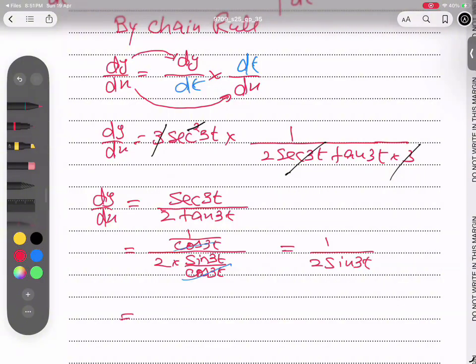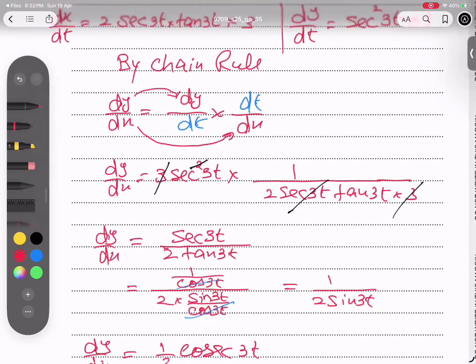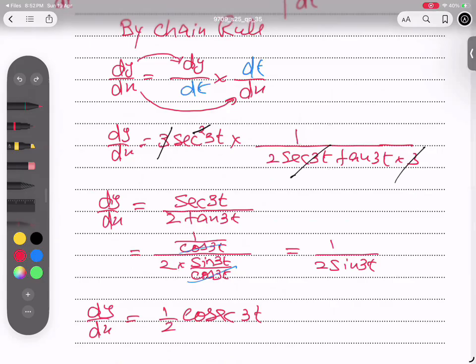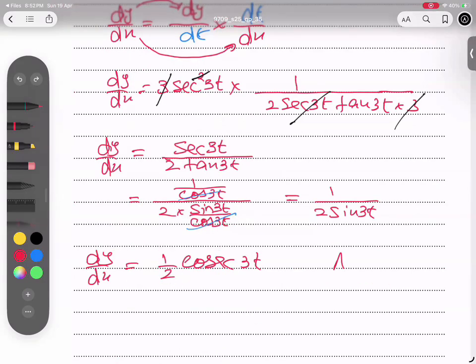And you know very well, this 1 by 2 I'm leaving as it is. No change here. And 1 by sine, I can write as cosecant. So I'm writing cosecant 3t for dy over dx. And he was asking what is the number a. Sorry, we have to find the number a also. So a is 1 by 2. And you are bound to write it, because he said to find it. So this part is very clear.